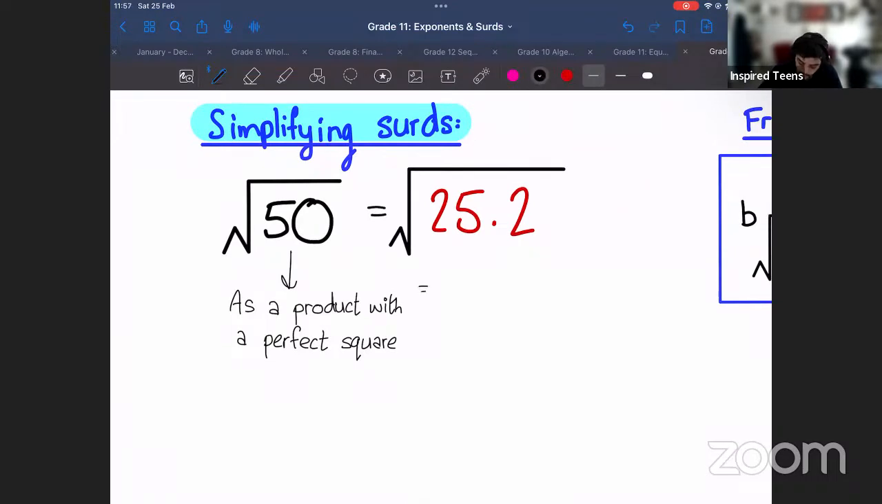Whereas I have square root 25 times 2. So I can write it as square root 25 times square root 2. Why do we choose a perfect square? So that we can square root it to simplify the number. So square root 25 simplifies to 5, and square root 2 just stays as square root 2. It's in its simplest form.